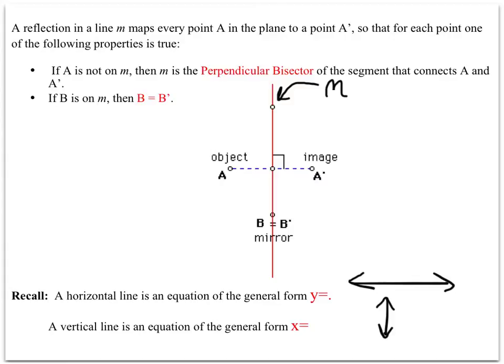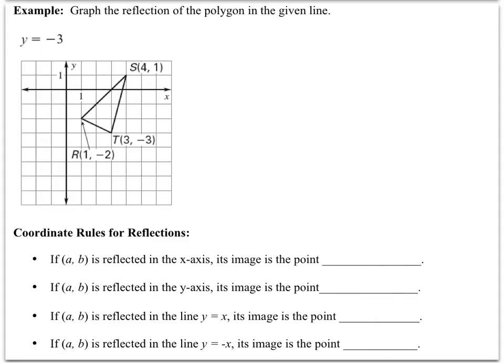In this example, we're given a polygon, the polygon RST, and they want us to reflect it across the line y equals -3. So it's important that you know how to graph y equals -3. If y is -3 everywhere, it doesn't matter what x is equal to. So y is equal to -3 here, it's equal to -3 here, here. It's equal to -3 all over here. So again, in the last slide I reminded you that a y equals equation was a horizontal equation. Now I want to reflect this across this line.